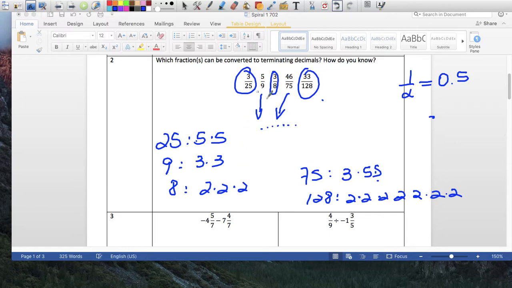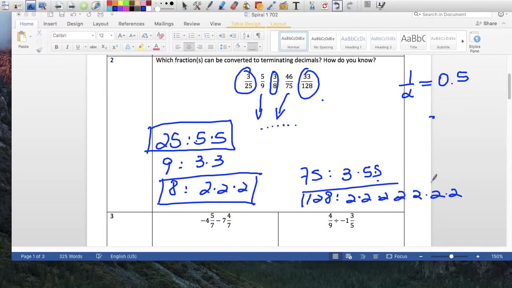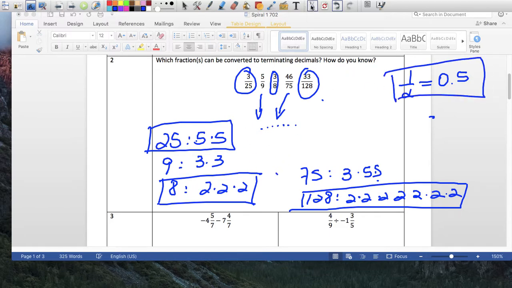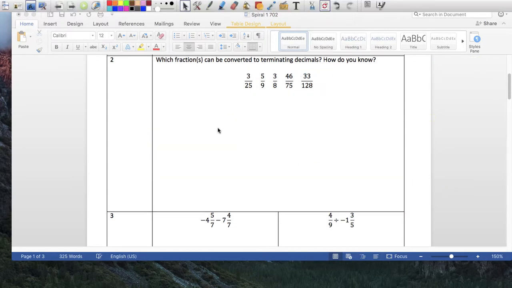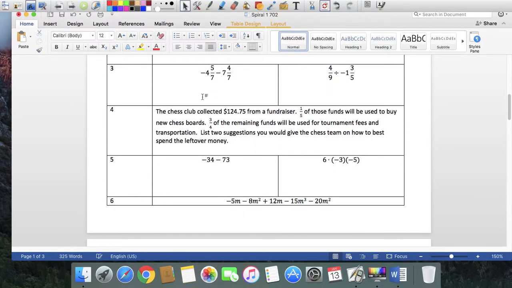So how do we know? Well, one of the patterns that you could look at is that 25, 8, and 128 have prime factors of only 2 and 5. Without going too much into detail, any fraction whose denominator is made up of prime factors that are 2, 5, or a combination of 2 and 5 will end up as a terminating decimal. Okay? Not that difficult. I should put that on your next test.